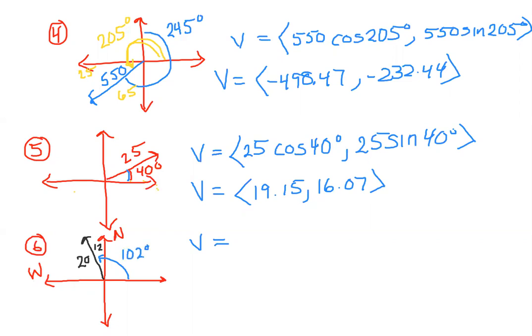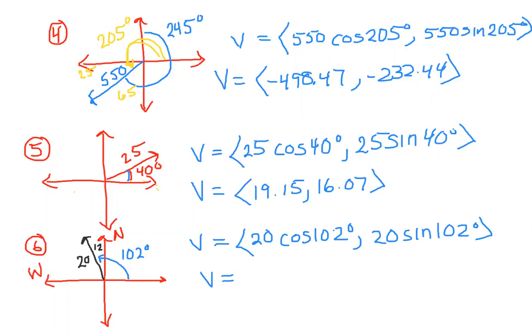102. So we're going to say 20 cosine of 102, 20 sine of 102, and putting that into your calculator, you get negative 4.16, 19.56. Makes sense, negative x, positive y. And then in this problem it says, give it as a linear combination of unit vectors, so you would write negative 4.16i plus 19.56j.